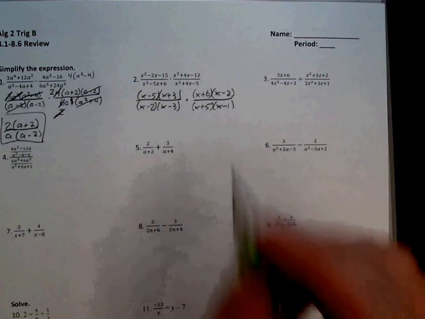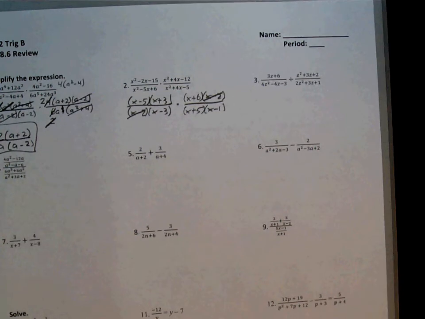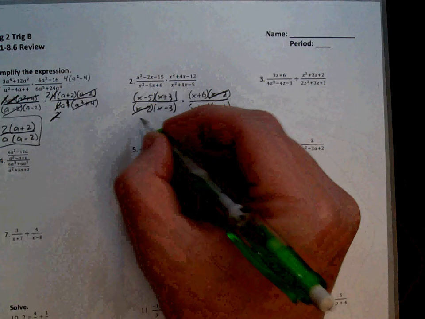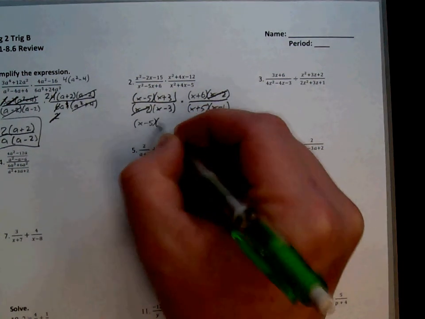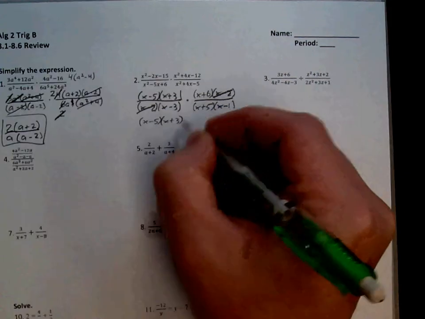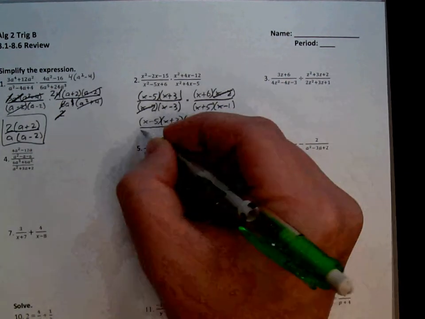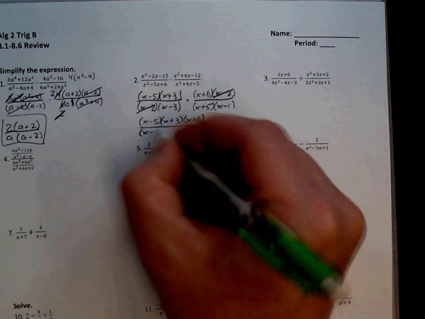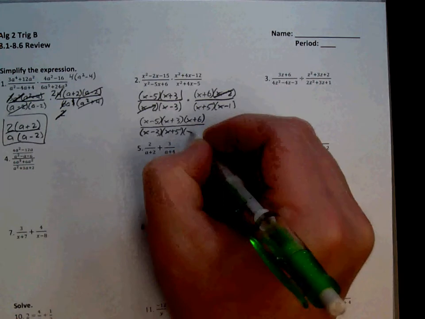I don't have very much that cancels here. X minus 2's cancel. And it looks like that's all, because my 5's have different signs, my 3's have different signs, so I got a lot left in my answer. So I have x minus 5 times x plus 3 times x plus 6 for a numerator, and for a denominator, x minus 3, x plus 5, and x minus 1.